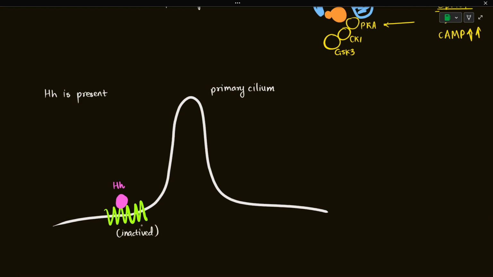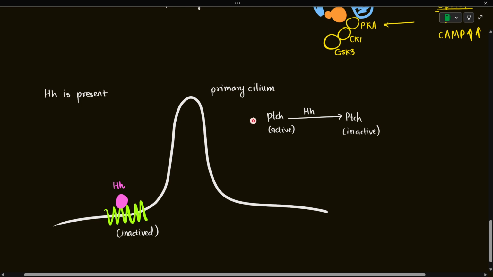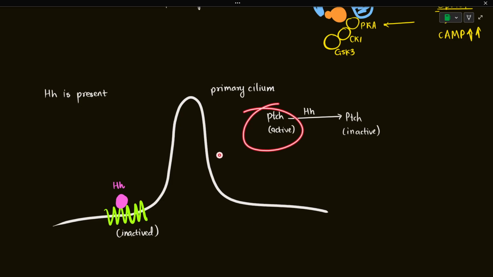Okay, so binding of HH to the patch receptor will result in inactivation of the patch receptor. So the patch receptor, which was previously active and was transporting cholesterol molecules out of the cell membrane, will now be inactivated due to the binding of hedgehog, and that is why the cholesterol will be present abundantly in the plasma membrane, because it is not being kicked out by this patch receptor, which was actually a transporter for the cholesterol.